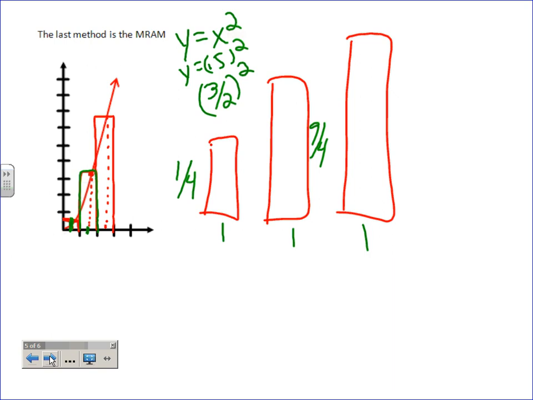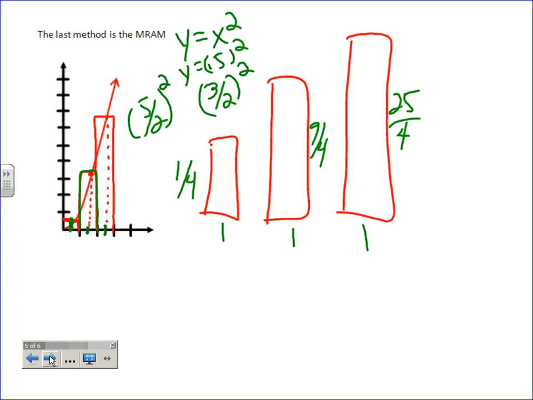Is anybody supremely confident in their answer for the height here? Darren? 25/4. Could you tell me how you came up with that? Yeah, that right there is 2.5, which is probably easiest to write as 5/2. So if you take 5/2 and square it, you get 25/4.